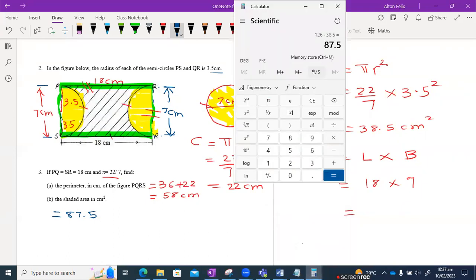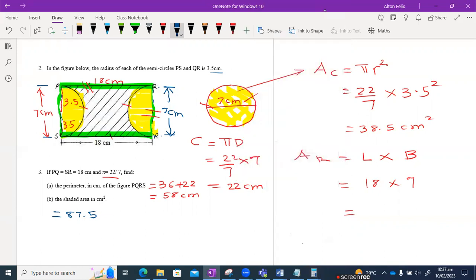So we got 87.5 centimeters squared. And the area of the rectangle was 126. So let's put that right here, 126. So to get this 87.5 centimeters squared, remember, we have to take the 126 and then subtract the 38.5.